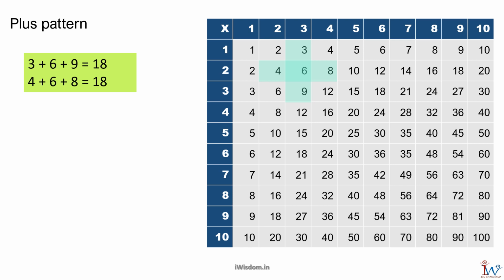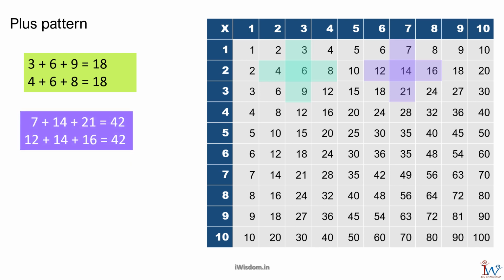So if I draw a plus from 7 to 21, and 12 to 16, the sum of vertical numbers 7 plus 14 plus 21 is equal to 12 plus 14 plus 16, which is 42. That's right.